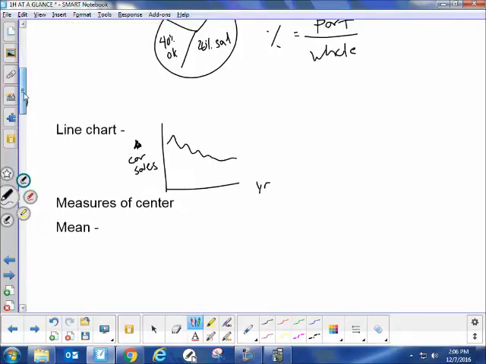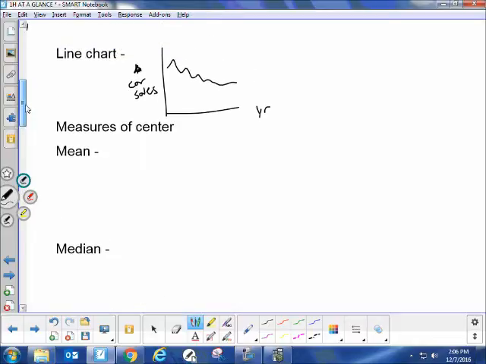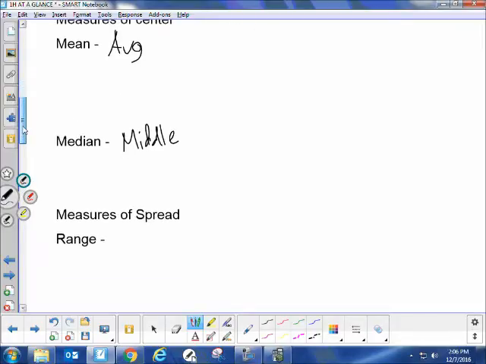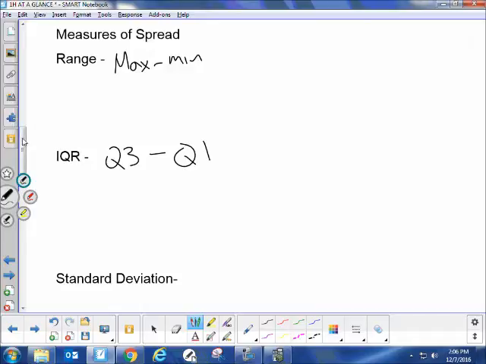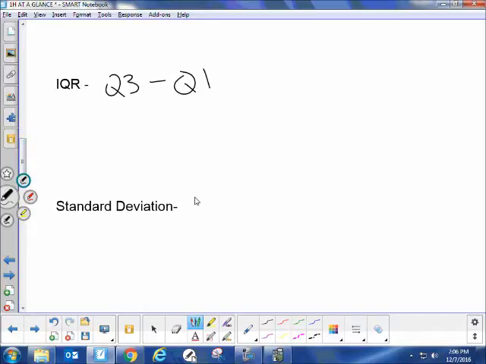Okay. Now there's a couple of things that we want to get from our data. We have measures of center. Mean is the average. So add up all the data and divide it by the total number. Median is the middle number. We have measures of spread, which is a range or an interquartile range. The range is just our max minus the min. The interquartile range would be our third quartile minus our first quartile. Okay, this is used for box plots, which we'll talk about in a second. Standard deviation is a value that we can calculate which shows kind of the average distance data is from the mean.